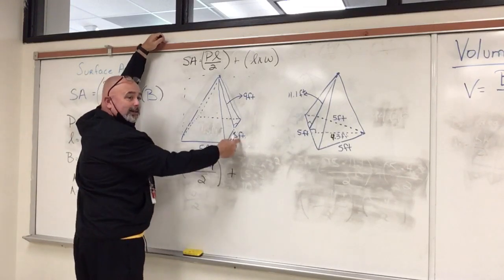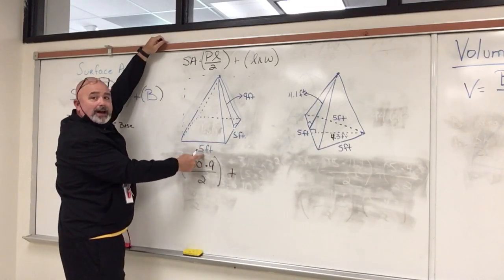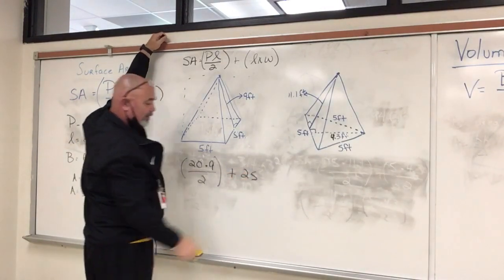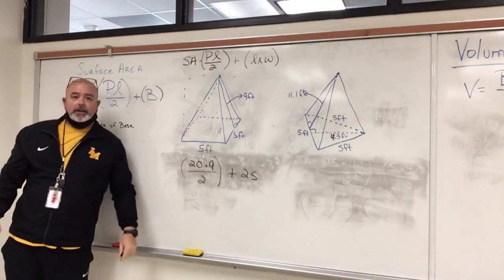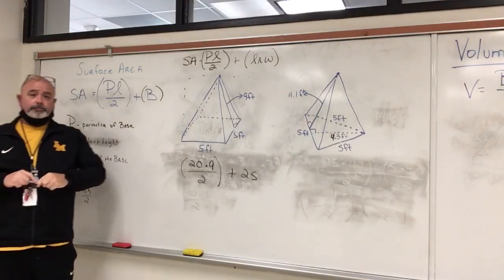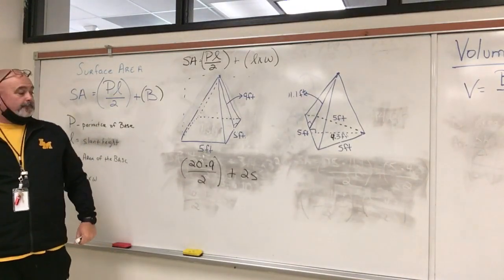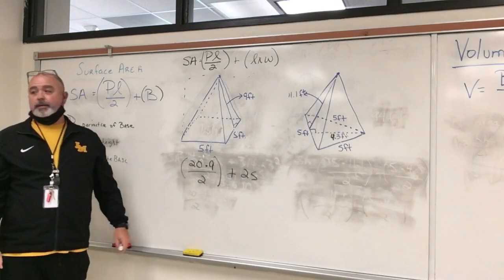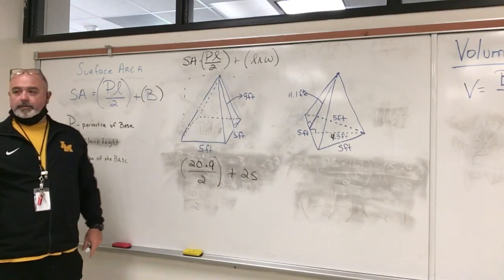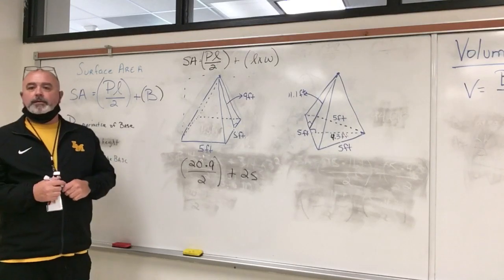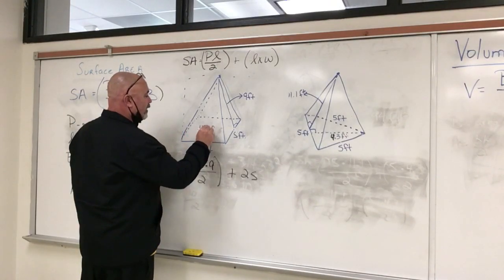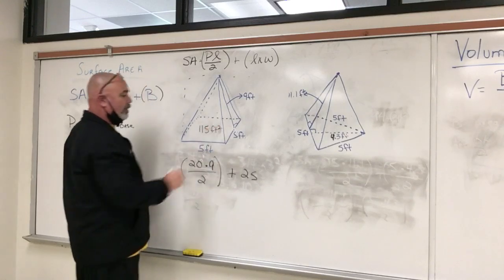the length times the width, which is 5 times 5. That gives me 25. Take your handy dandy calculator and type it in: 115. I got 115. So this is 115 feet squared.